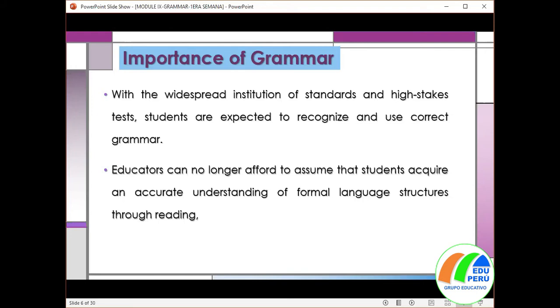There are two kinds of language, the informal and the formal, the spoken and the written. That's why we have two kinds of grammars too: the spoken grammar and the written grammar.